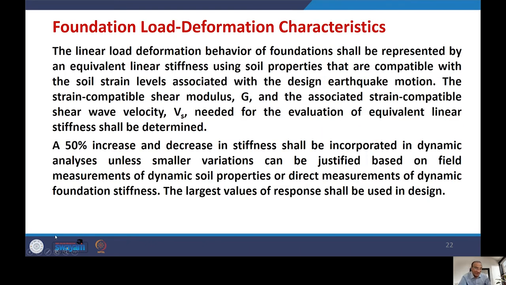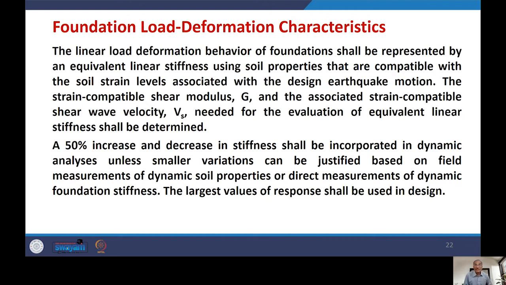That is the recommendation phase. Continue with that. In ASCE 7, the load deformation characteristics have been given. The linear load deformation behavior of foundations shall be represented by an equivalent linear stiffness using soil properties that are compatible with soil strength levels associated with the design earthquake motion. That basically means the equivalent linear model of soil, where you keep updating the shear modulus and damping ratio of the soil as the level of strain changes. But here it is saying that this is final, because there is no change in the strength, so we need to use the strain-compatible shear modulus G and the strain-compatible shear velocity Vs for the evaluation of the equivalent linear stiffness.